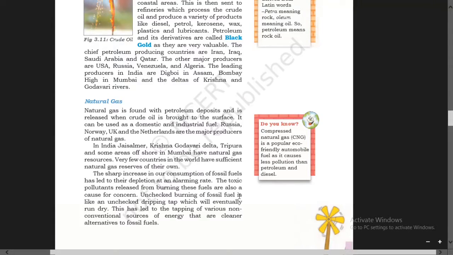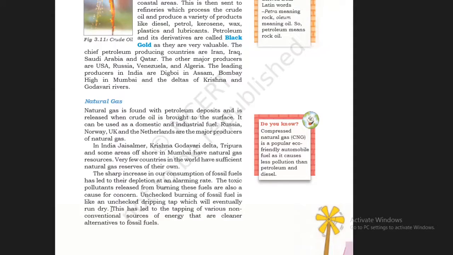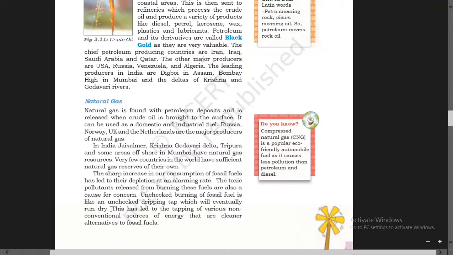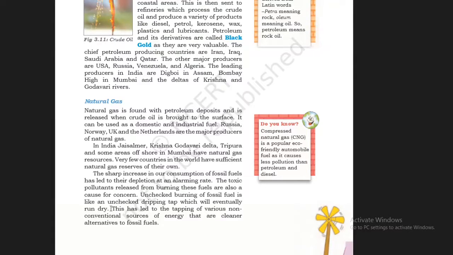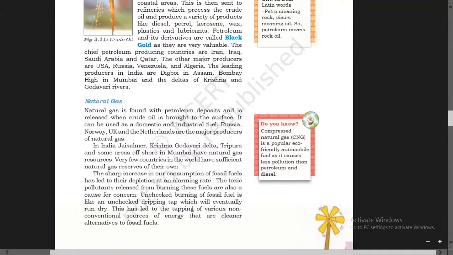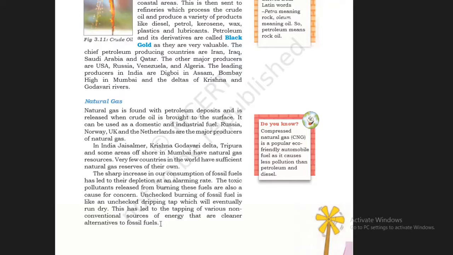Unchecked burning of fossil fuel is like an unchecked dripping tap which will eventually run dry. This has led to the tapping of various non-conventional sources of energy that are cleaner alternatives to fossil fuels. Now have a look.